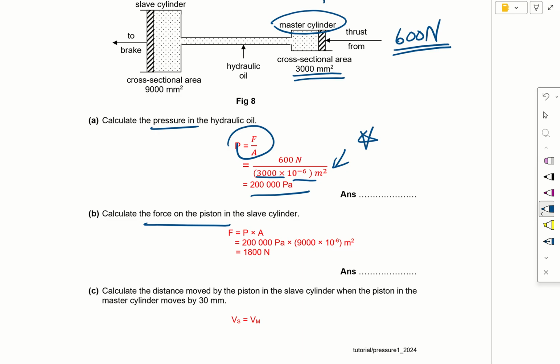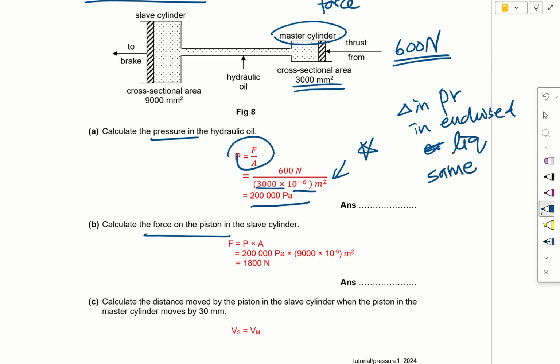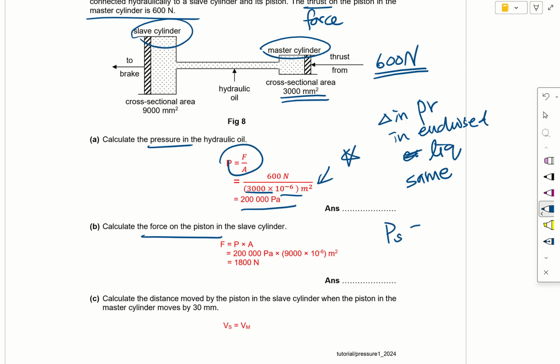Because this is hydraulic press and the change in pressure in enclosed liquid will be the same everywhere. So this change in pressure will be experienced by the slave cylinder. So now we know the pressure at the slave cylinder is equal to force that is at the slave cylinder and the area.